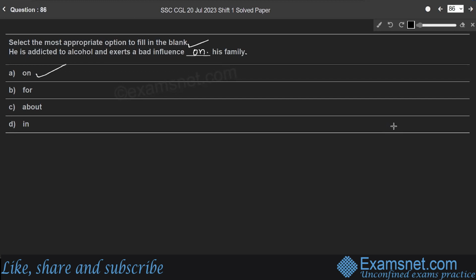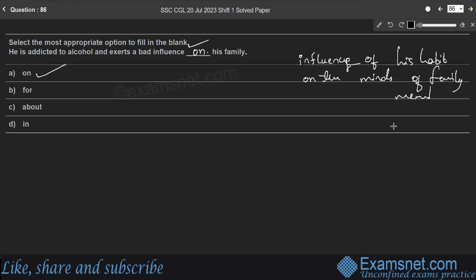So bad influence on his family means the influence of his habit on the minds of the family members, right? Therefore, it indicates the minds of the people in his family. Therefore, on is the correct preposition here. A bad influence on his family. Whereas the remaining words are for, about, and in.